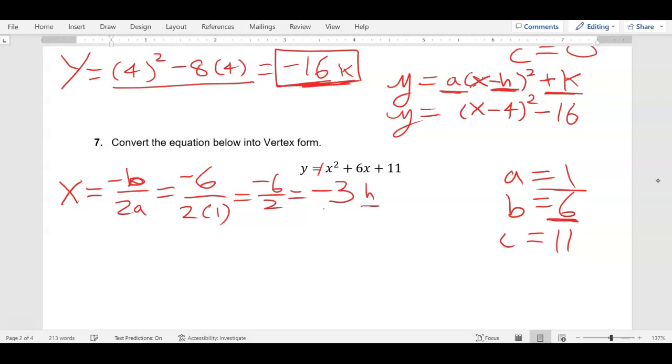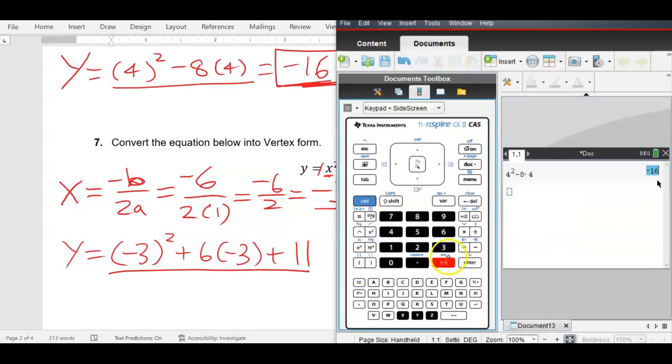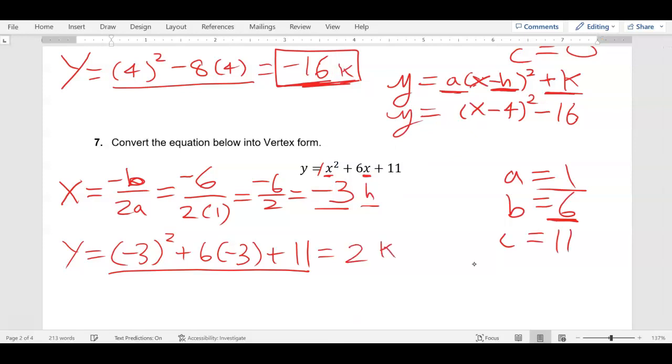And now I'm going to plug in my H, my negative 3, where I see X right here and right here. So y equals x squared is negative 3 in parentheses squared plus 6x. Instead of x, I put negative 3 in parentheses plus 11. You can type all that in your calculator in one step. Negative 3 squared plus 6 times negative 3 plus 11 gives me 2. And that is my K value.